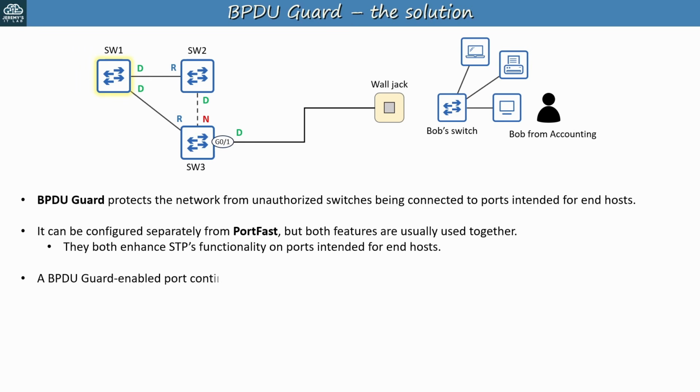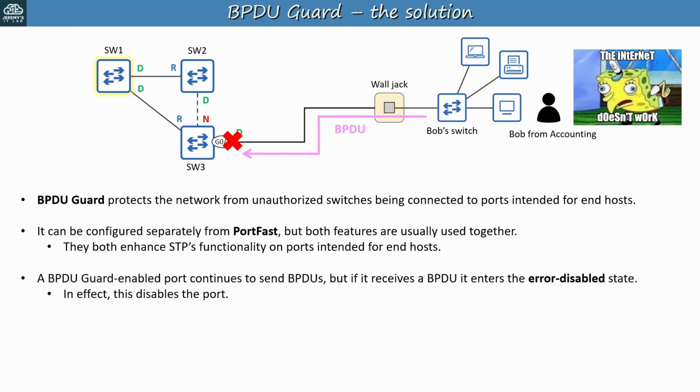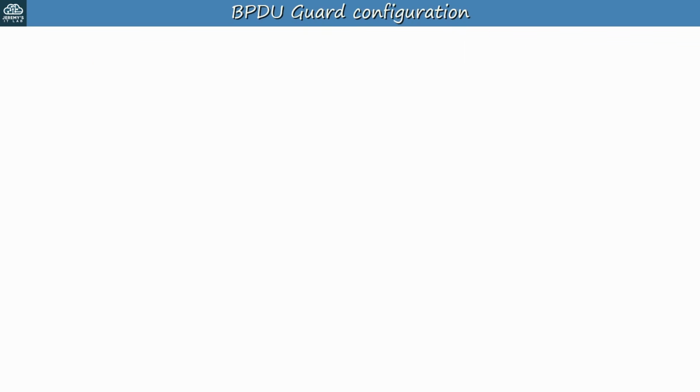A BPDU Guard-enabled port continues to send BPDUs, but if it receives a BPDU, it enters the error-disabled state. So if Bob connects his switch to the wall jack, and it sends a BPDU to switch 3, switch 3 will error-disable its G0/1 port. In effect, this disables the port. It can no longer send or receive data or BPDUs. This prevents Bob's switch from affecting the STP topology, and Bob's going to be thinking the internet doesn't work, and come complaining to the IT department. Mission accomplished. Let's see how to configure BPDU Guard.